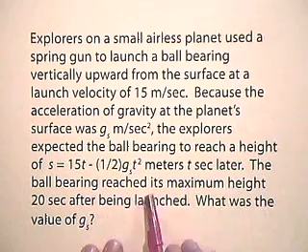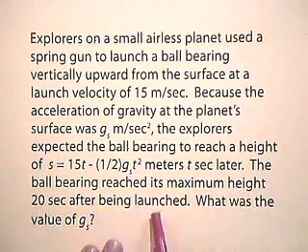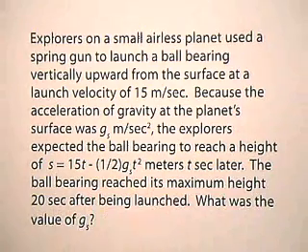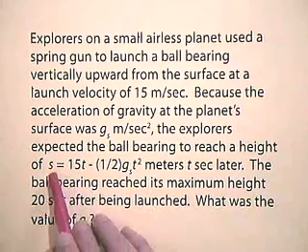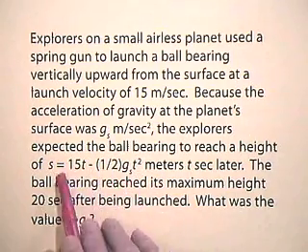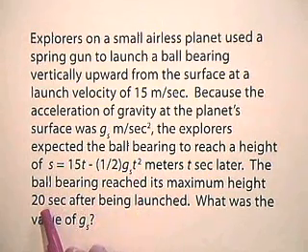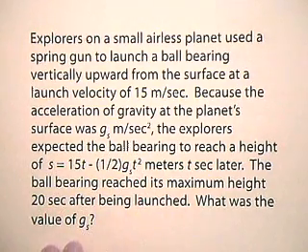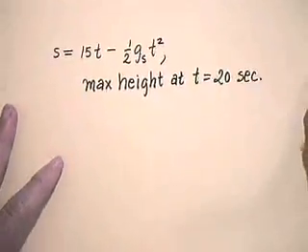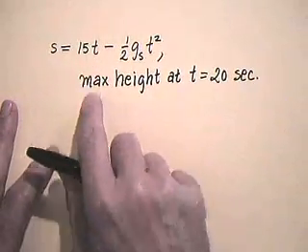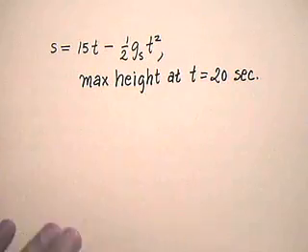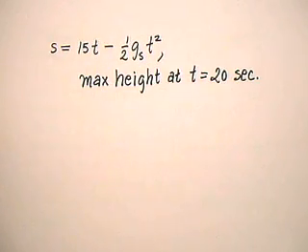The ball bearing reached its maximum height 20 seconds after being launched. What was the value of g sub s? In other words, here our theory in effect will tell us that that is the expression for position as a function of t. And so by using this measurement of when the ball reached maximum height, we can then find what the acceleration of gravity is on this planet. Well, let's take the basic information here.